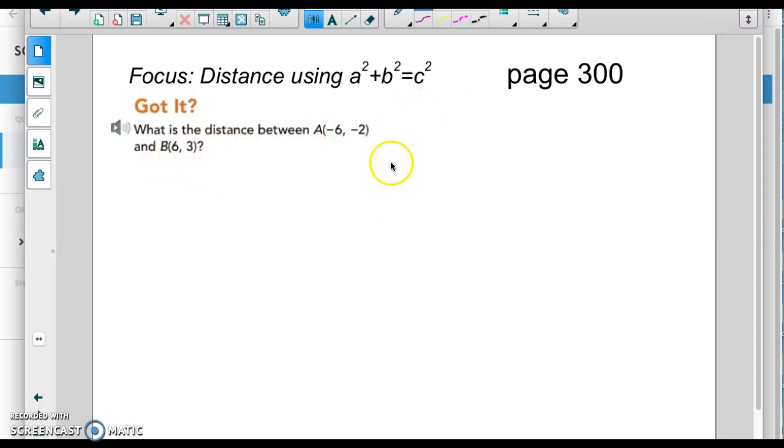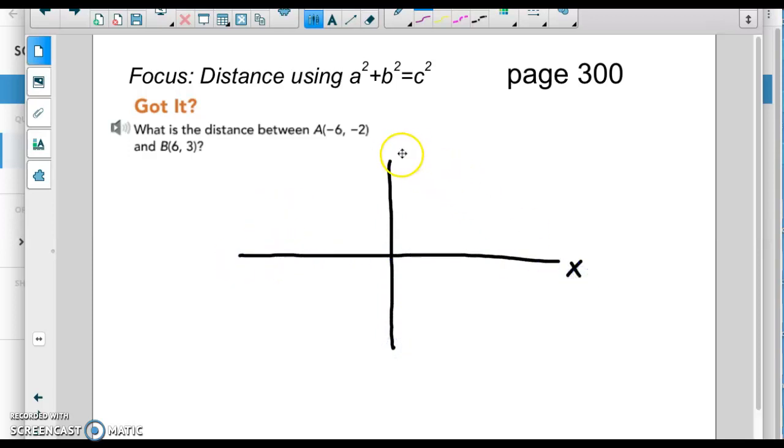So what I would encourage you to do in this space is make yourself a coordinate plane. If I'm going to put point A at -6, -2, I'm going to start at my origin. I'm going to go over 6, let's say here. I'm going to go down 2, let's say here. So we go 1, 2, 3, 4, 5, 6.